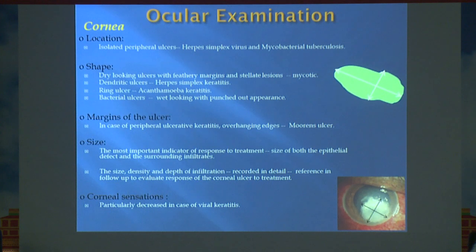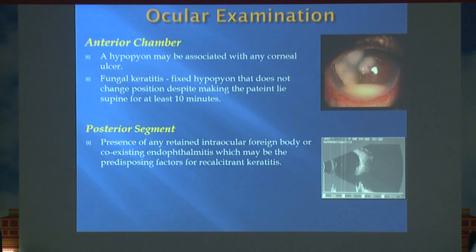The most important indicator of response to the ulcer is size of both the epithelial defect and surrounding infiltrates. The size, density, and depth of infiltrate is recorded in detail in each and every visit, and reference to be taken in follow-up to evaluate response of that corneal ulcer to the treatment. Corneal sensation must be checked, particularly it is decreased in cases of viral keratitis. In anterior chamber, we have to look for hypopyon, which may be associated with any corneal ulcer.